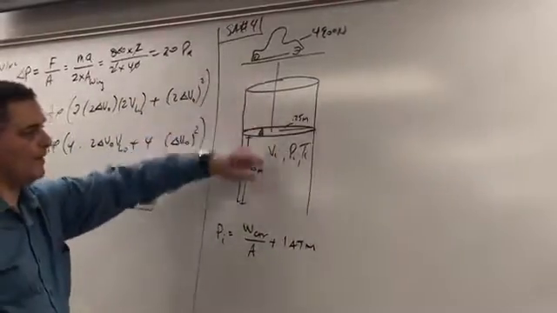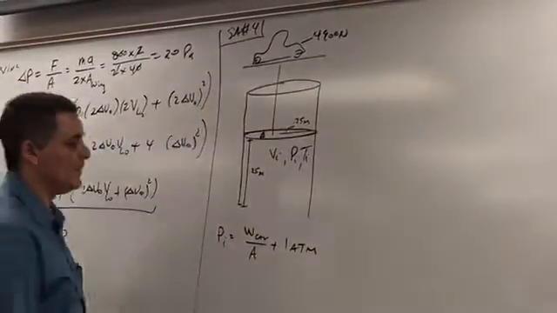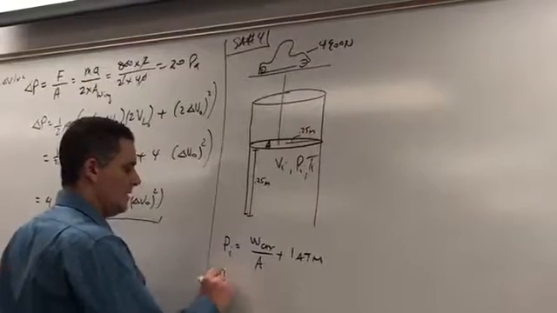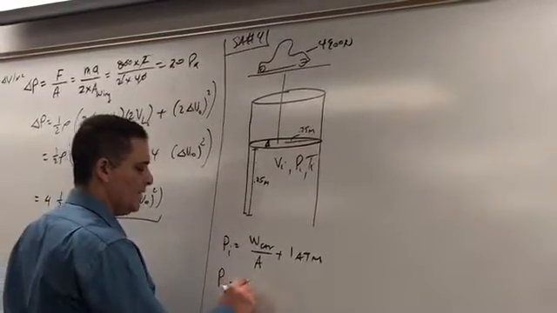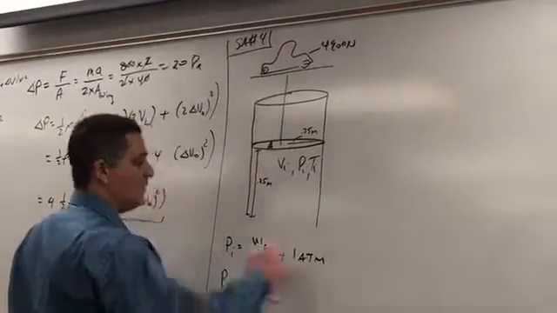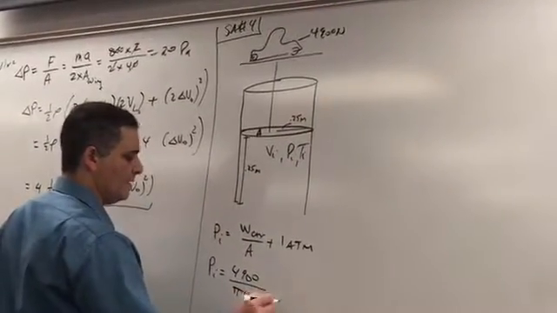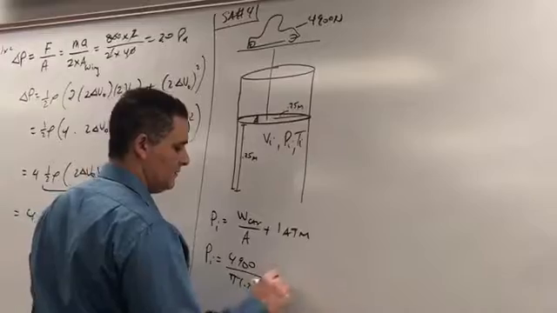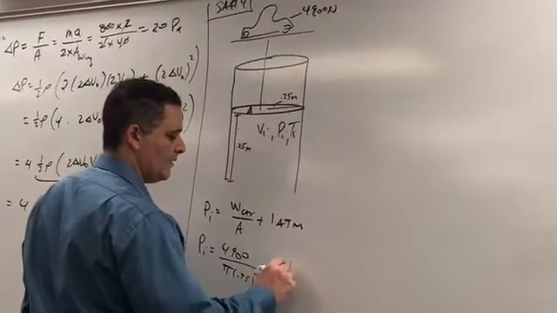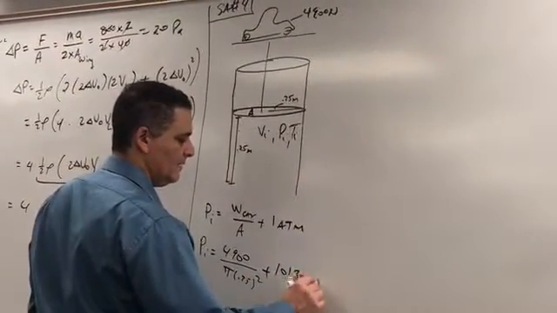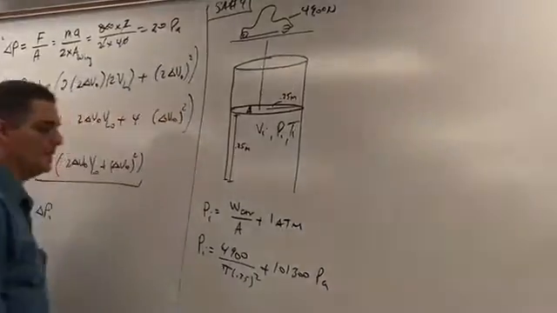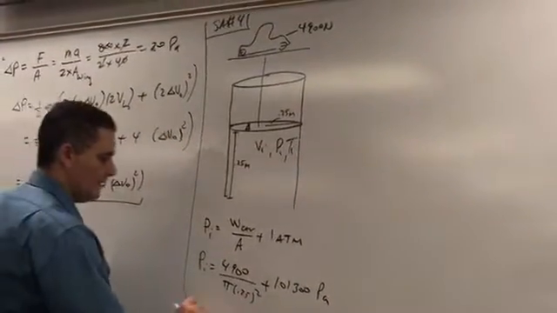And if it's not moving, that means this pressure has to equal the outside pressure, okay? So that initial pressure is going to be the 4,900 over this area here, which is pi times 0.25 squared, plus 1 atmosphere, which is 101,300 Pascal. Okay? So whatever that number ends up being.